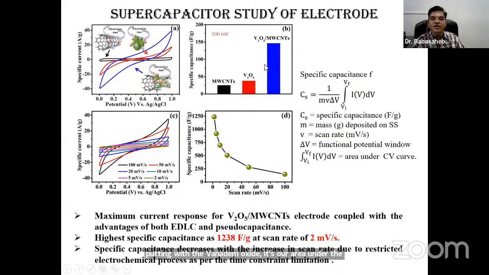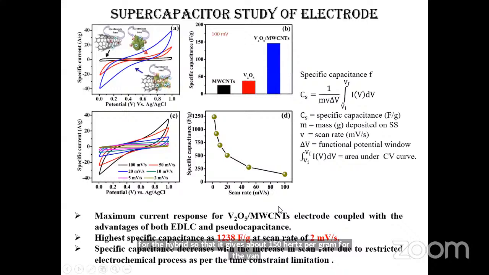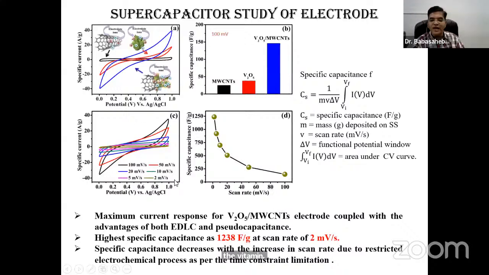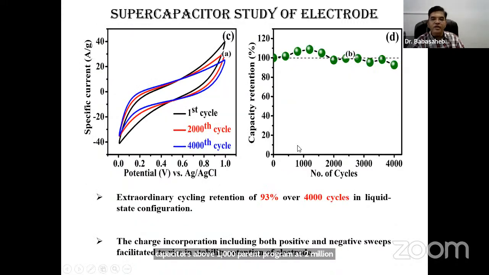for the hybrid, so that it gives about 150 farad per gram for the vanadium oxide coated on the carbon nanotube. And we have done this with respect to the scan rate as well, and we achieved a very high value of the specific capacitance, above 1000 farad per gram at 2 millivolt per second. And this is the formula that we have adopted for specific capacitance. Next one, this is for the electrode.